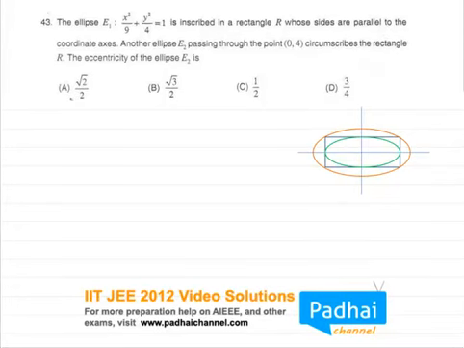Okay, now let us take another problem. It says that an ellipse is given to you and it is inscribed in a rectangle R. So I have already drawn the diagram. Let's see what the diagram wants to say. This is the rectangle R.